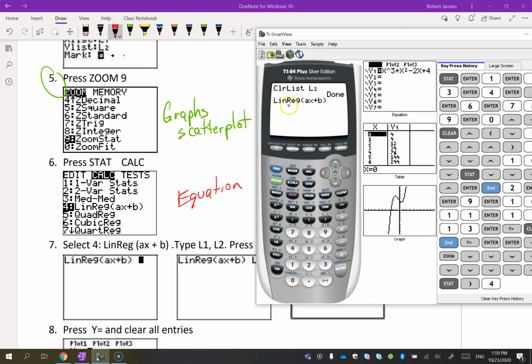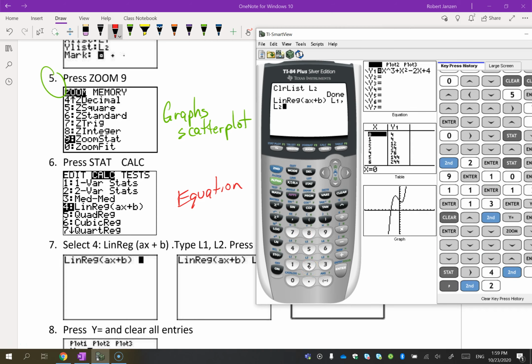Okay, so it says linear regression, and now what do I want to make this equation from? Well, I want to go L1, comma, L2. Now if I press enter, it gives me a linear regression, but not quite the way I want to see it. In this case, it says a is 1, now we use m, and b is 8. So that would give you the equation y equals 1x plus 8. Okay?